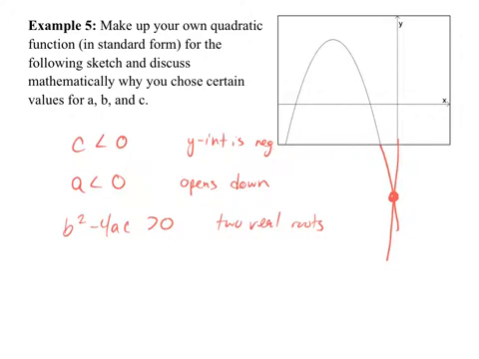Fourth criteria is the toughest by far. Can anybody figure out the fourth criteria? Yeah? What do you think? B has to be less than 0. Why? Because the axis of symmetry is equal to B over negative 2A, and it's less than 0.